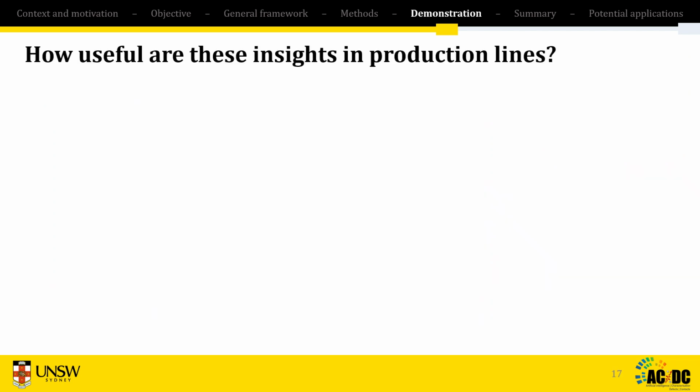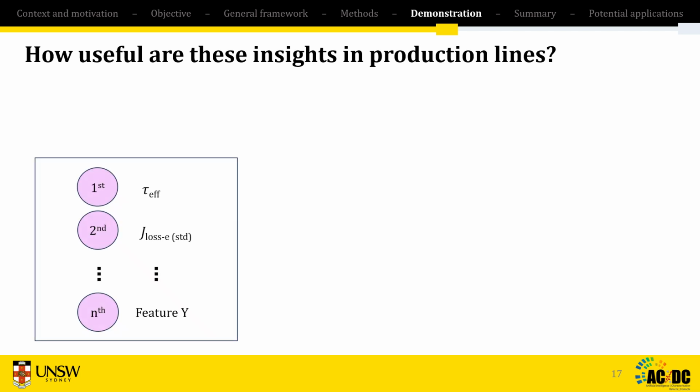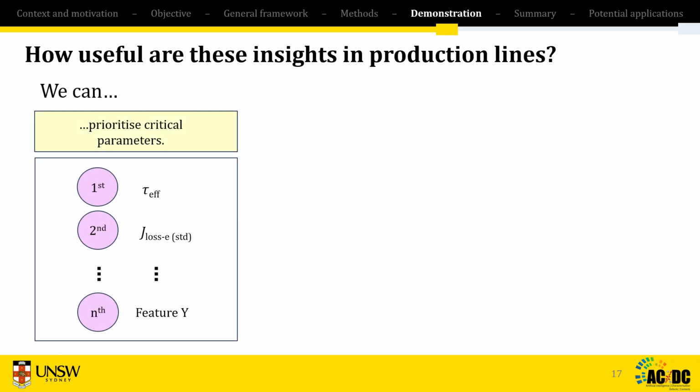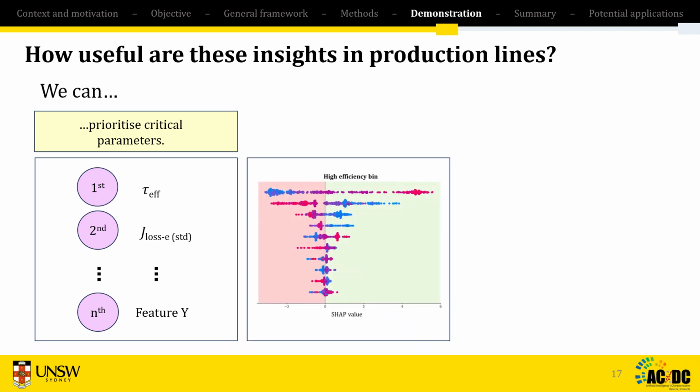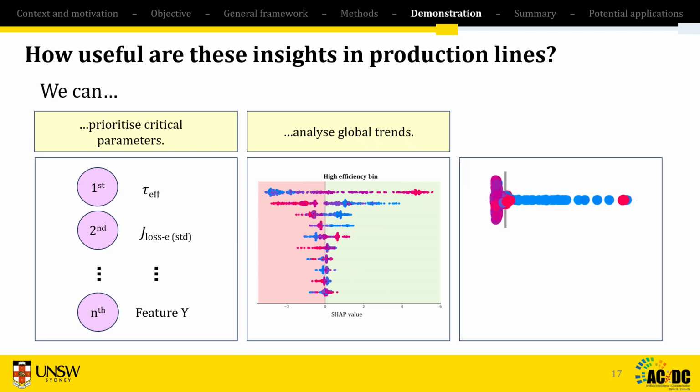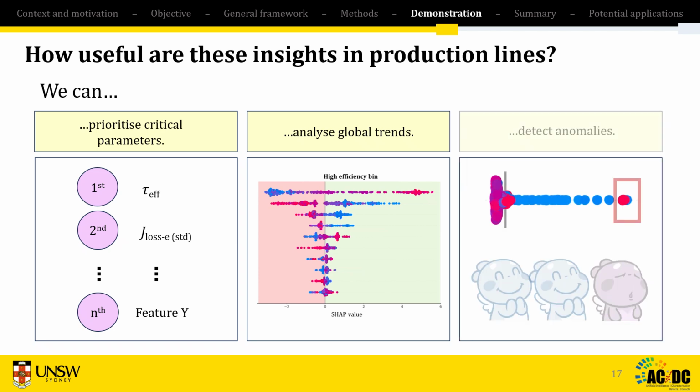So how useful are these kinds of insights in production lines? By being able to rank the different parameters, we can prioritize critical ones in production. We can also generate plots across different efficiency bins to analyze global trends. And with these trends established, it becomes easier to identify deviations, allowing us to detect anomalies.